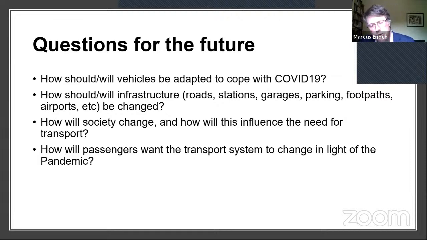But if we could increase cycling significantly, a big part of that could be electric bikes, and another part of that could be electric scooters, which are now being, this morning, they've been given the go-ahead for trials in certain towns and cities across the UK.